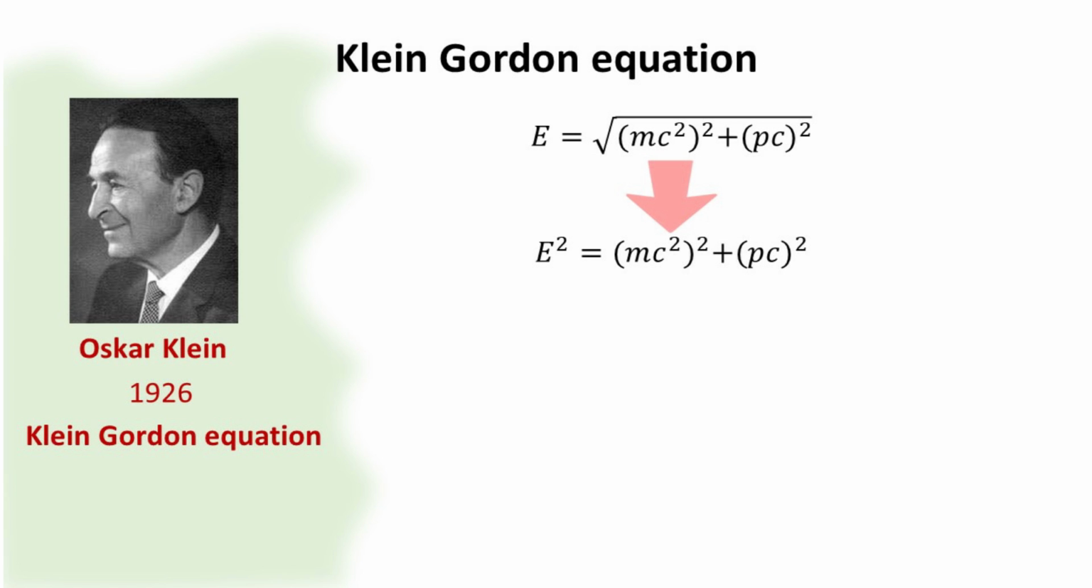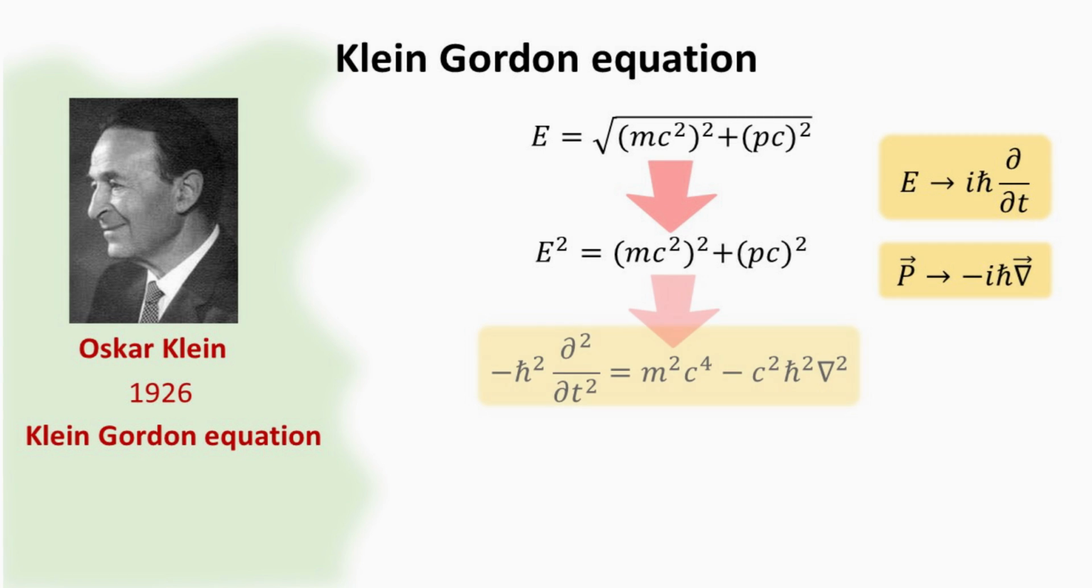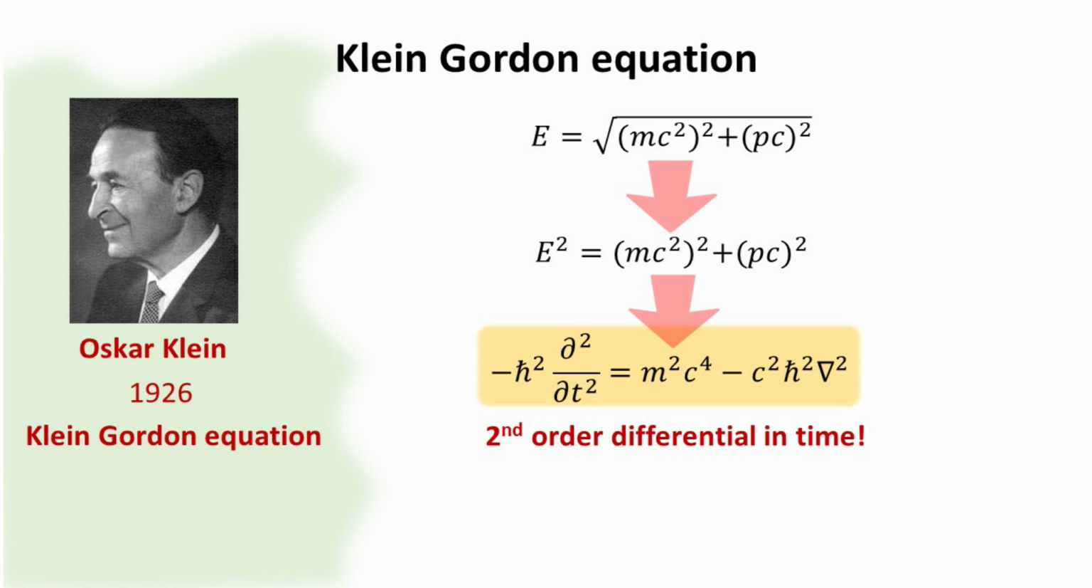In 1926, a year before the highly anticipated Solvay conference, Oskar Klein and Walter Gordon proposed a relativistic wave equation. They began by squaring both sides of the equation to remove the square root. Again, using the standard quantum mechanics prescription for the dynamical variables E and p, they arrived at the first relativistic wave equation. Today, the Klein-Gordon equation is known to describe massive spin-zero particles, such as the Higgs boson. However, the Klein-Gordon equation is second-order differential in time, a clear departure from the Schrödinger wave equation, which is first-order differential in time.